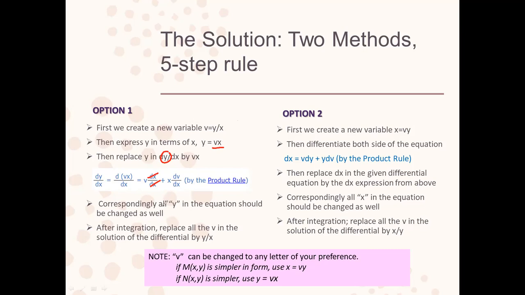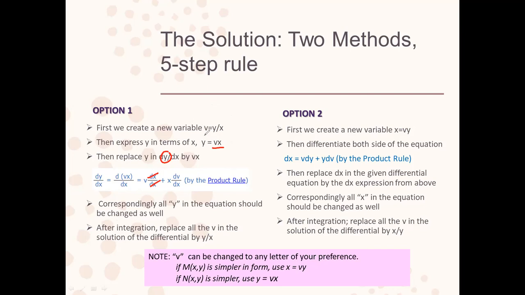So all the y that appear in your DE, replace with vx. And then the dy dx derivative should be changed to v plus x dv dx. After integration, when you're done already with the integration process, replace all the v in the solution of the differential by y over x. Since v is not the original variable that you have, but rather y over x, in your answer later on, all the v rather should be changed to y over x.